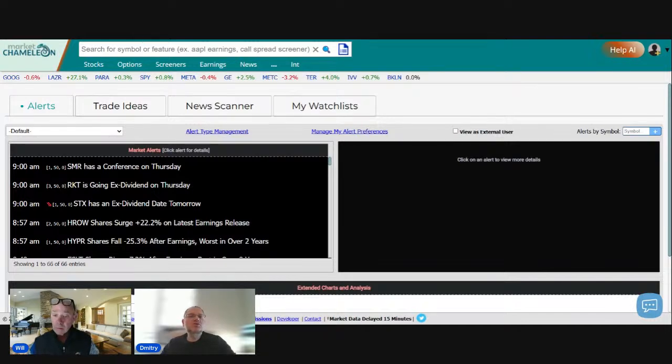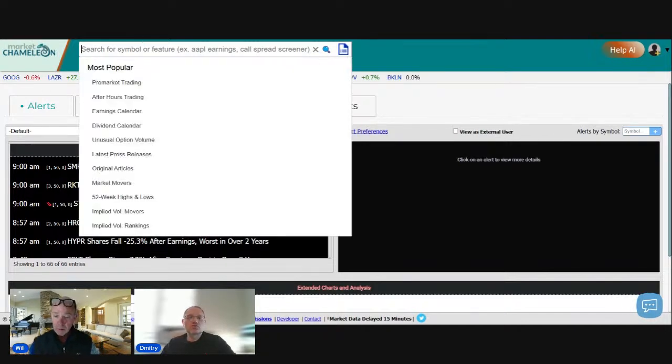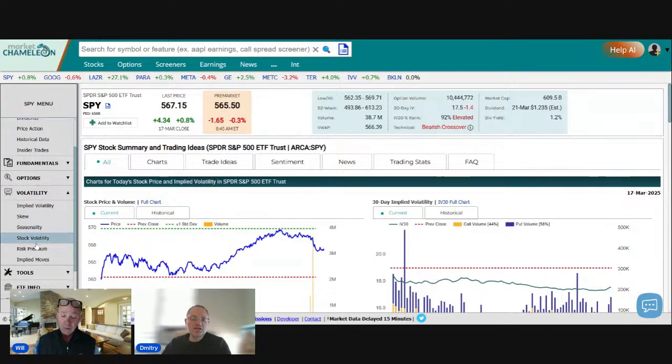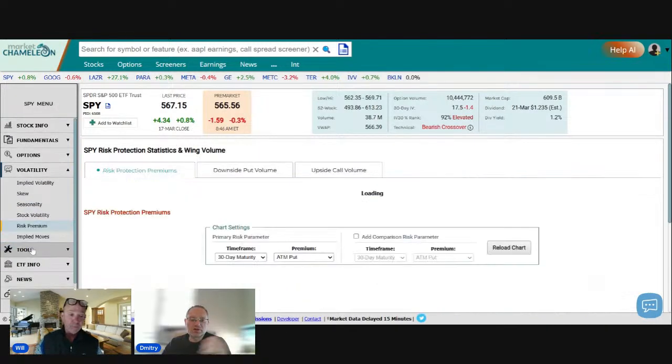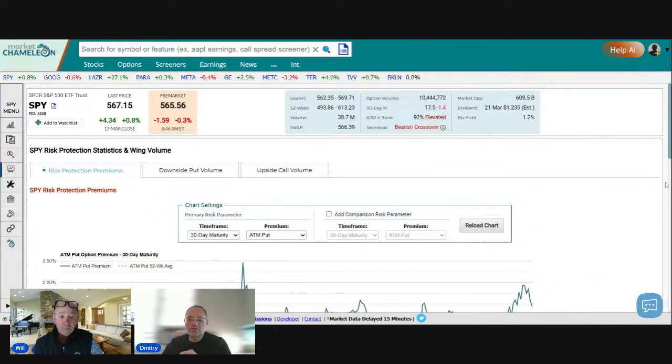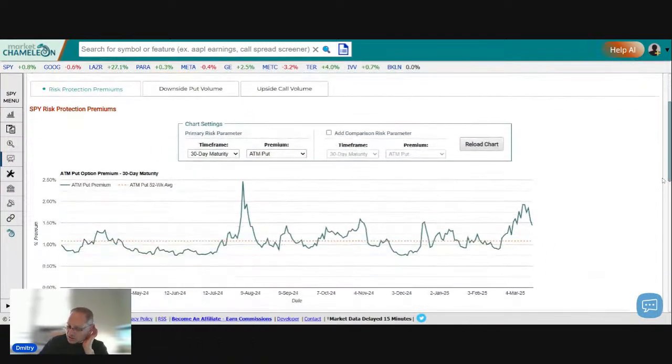So let's first go to a symbol. I'm going to go to SPY ETF, and under the SPY ETF, you see a menu on the left-hand side. Click on volatility and then hit risk premium, and you will come to this page. I'm going to close this menu to expand our screen.